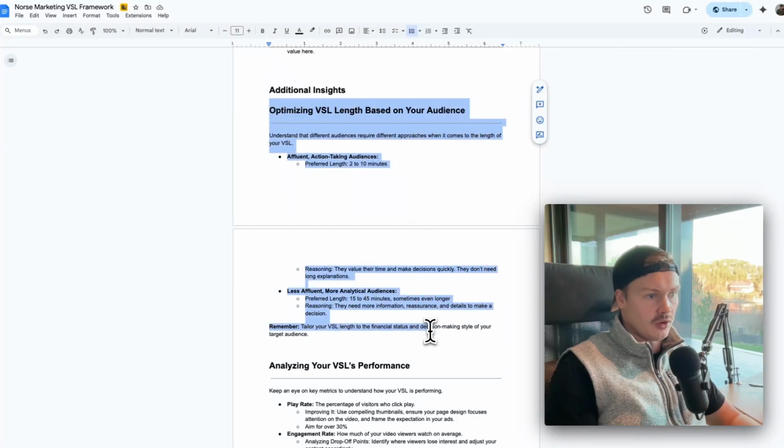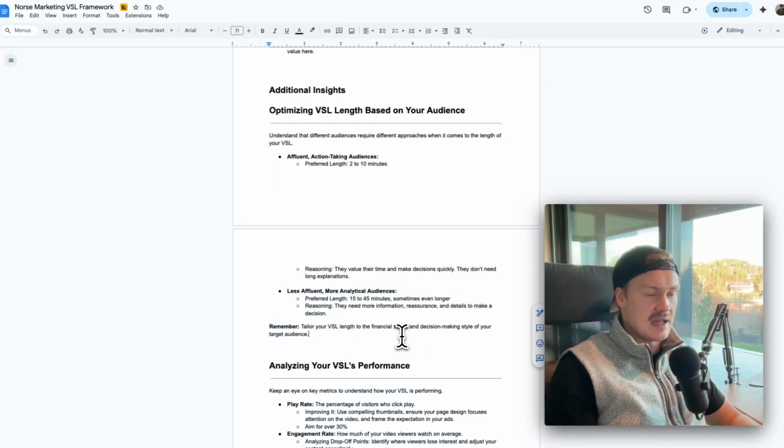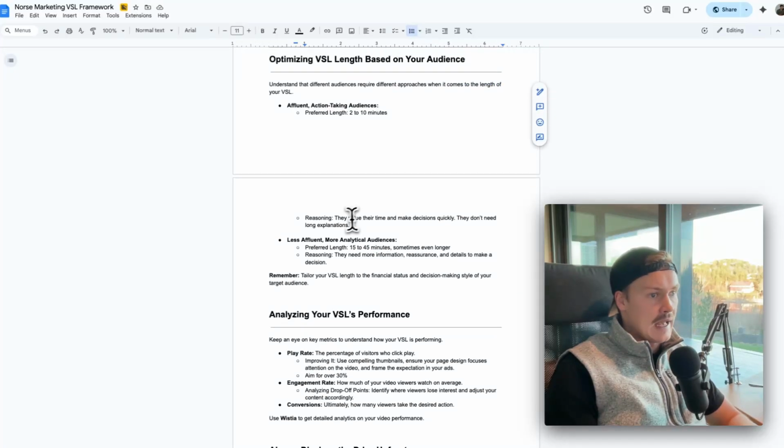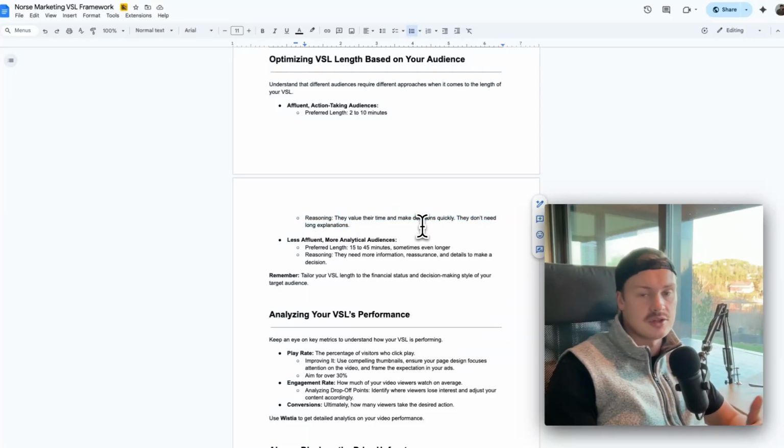This is more or less a recap of what I mentioned a little bit in the beginning. You need to understand your audience and understand that different audiences require different approaches when it comes to the length. So for rich people, preferred length is 2 to 10 minutes. They value their time and make decisions quickly. They don't need long explanations. These are usually very intelligent people, and they basically don't want any fluff.